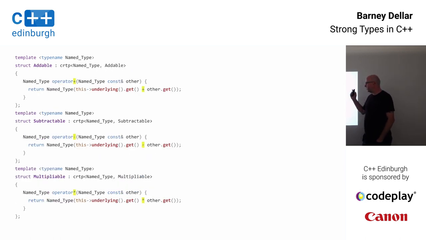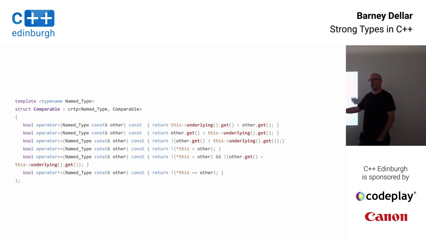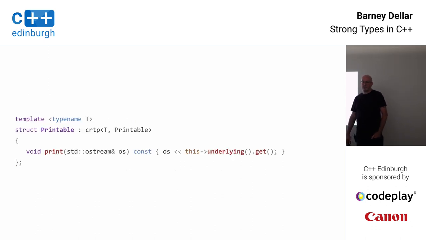Cool. So yes, we can create these policies like this. We can make things comparable, like this. We just define all the operators we need in order to compare one type against another, or instances of one type against other instances of that same type. We could make a type printable, but that's slightly more complicated. We can make the policy quite easily with a helpful print function that prints out the underlying type to a stream. But now we've got to call print rather than use a stream operator or something like that.